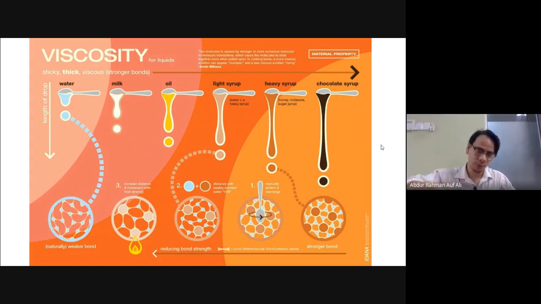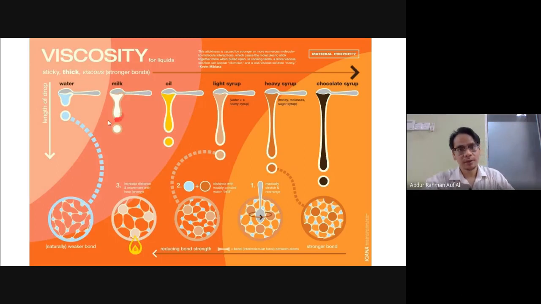Bila kamu nak kacau, bila kamu nak stir any liquid, kalau sangat susah kamu nak kacau, that means it is very viscous, sangat likat. Kalau senang, sangat mudah kamu nak stir, kamu nak kacau, macam kamu kacau air. So that is not viscous at all. So kat sini dia bagi words to describe like sticky, thick, is stronger bonds. Kalau viscous, kalau likat, that means ikatan antara the molecules within the substance adalah sangat-sangat kuat berbanding dengan yang tak viscous, yang cair macam water. Very weak bonds between the H2O molecules.